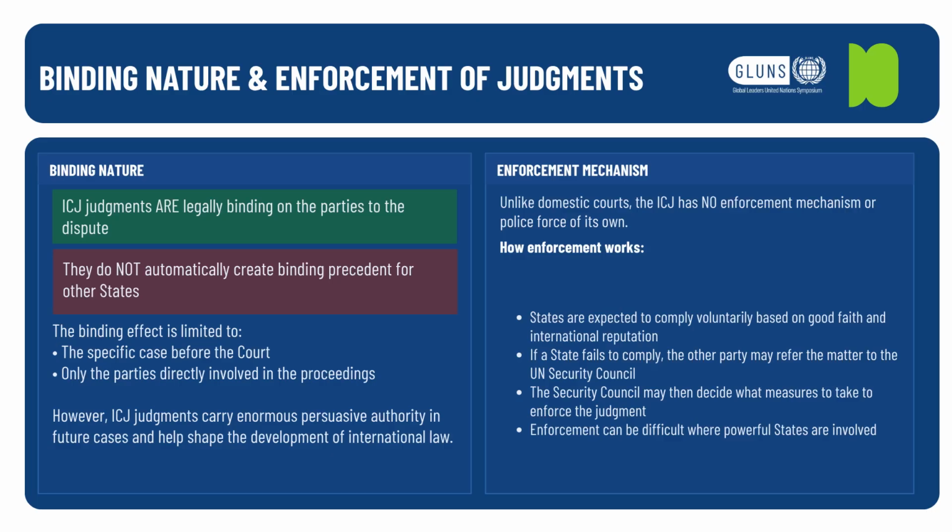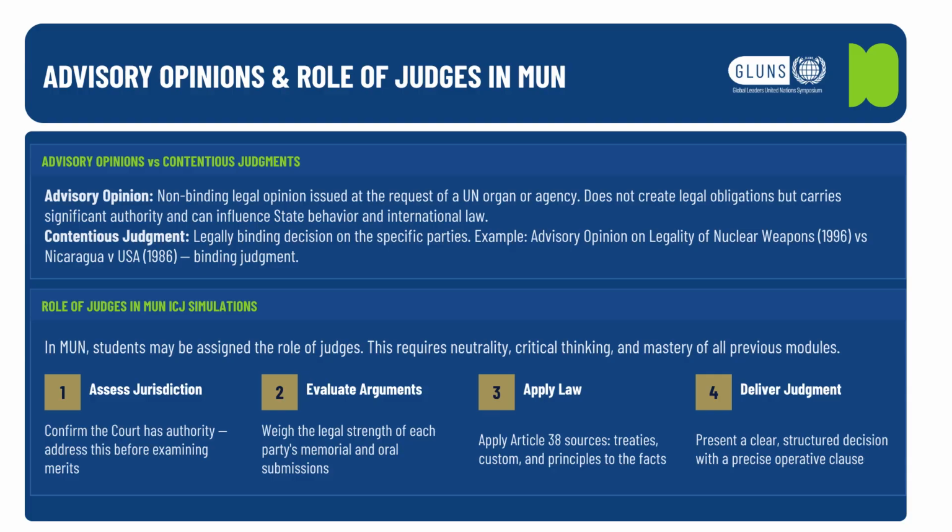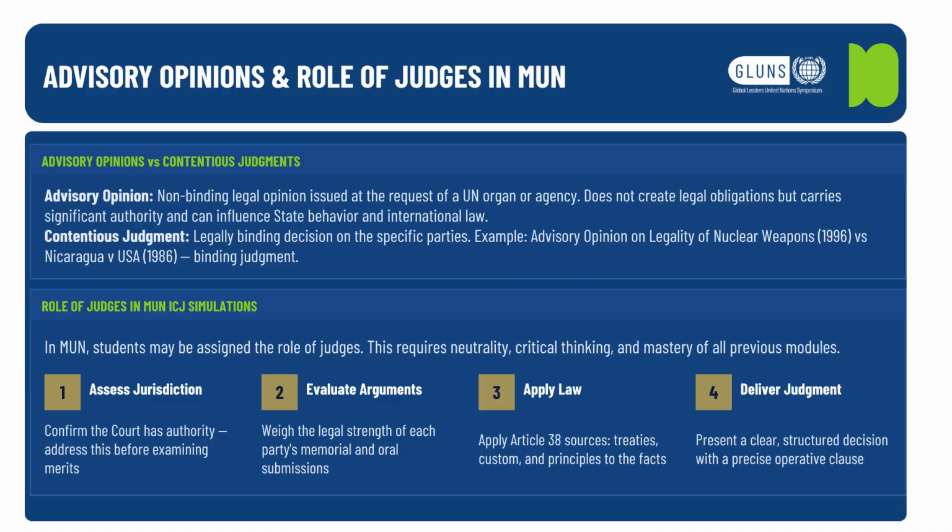And of course, that means that enforcement becomes more difficult when more powerful states are involved, and states whose names I won't mention, but when more powerful states are involved, enforcement becomes a bit more difficult. And as we've said before, advisory opinions are the legal outcome of when UN agencies or UN bodies have sought the opinion of the court, and they are issued at the request of the UN agency or the organ. But for contentious judgment, it would be binding to the parties.